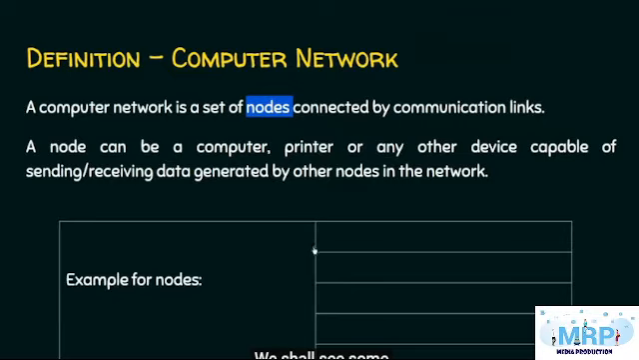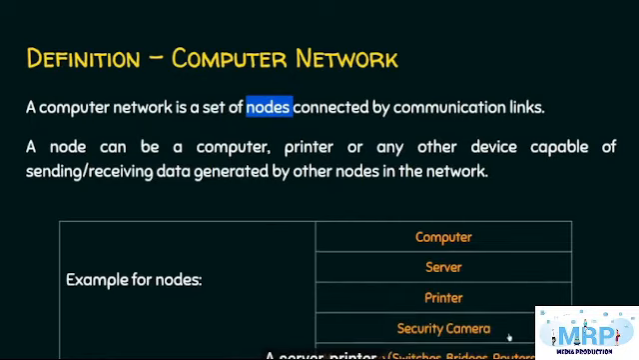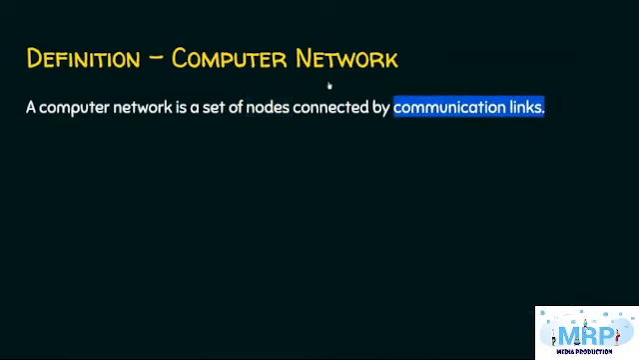We shall see some examples of nodes. Obviously, a computer is a node because a computer can send data as well as receive data. A server, printer, security camera, and many devices like switches, bridges, and routers are also called nodes. We will be dealing with switches, bridges, and routers in the upcoming lectures. Now we are done with nodes.